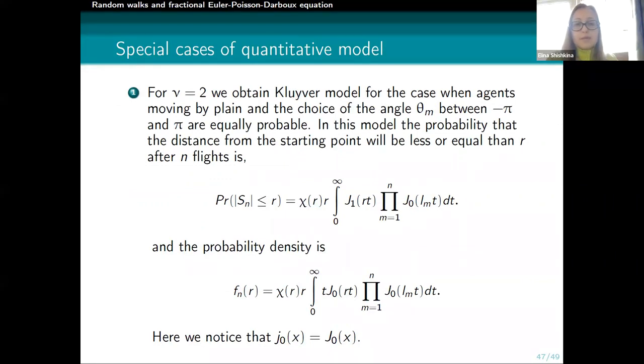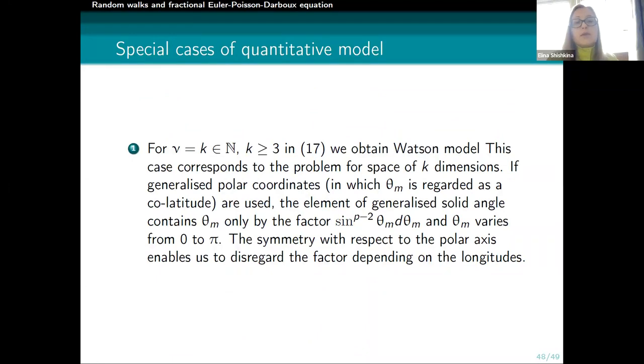the Pearson-Rayleigh model, and also we can obtain here a Kluyver model. And when nu is equal to k, we obtain the Watson model. In the book of Watson, k was the dimension of the space, but in our work we also consider fractional real numbers of nu, and these numbers have a different sense. If nu is a fractional, real, not integer number, it is of course not the dimension of space. It is just the model with restriction to angle.